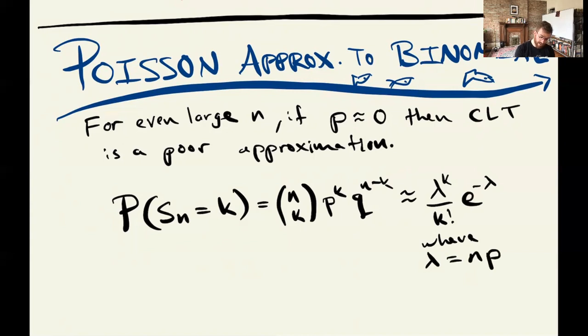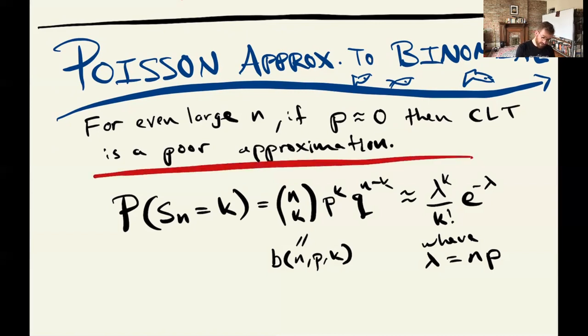And I'm also going to remark that this right here was our probability mass function for the binomial distribution, which we might call b(n, p, k), indicating that we try n times, the probability of success in any given try is p, and that we're trying to look at the probability of there being k successes. So this is a super, super useful formula.